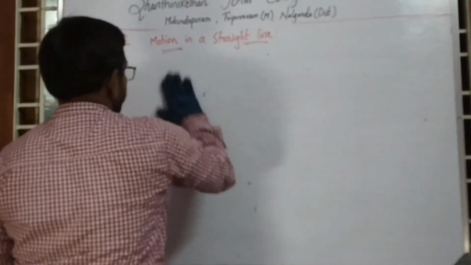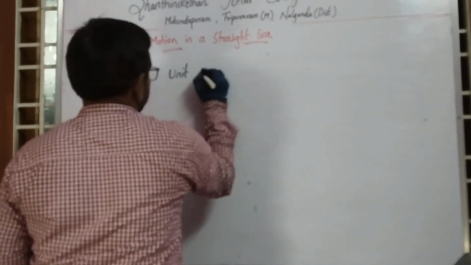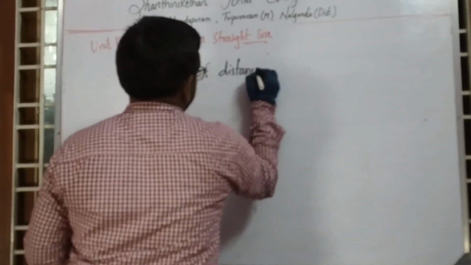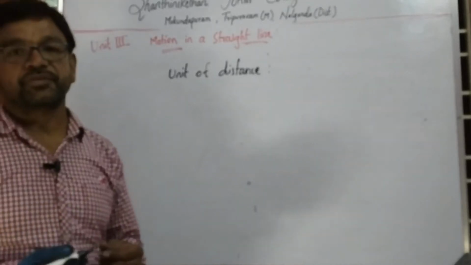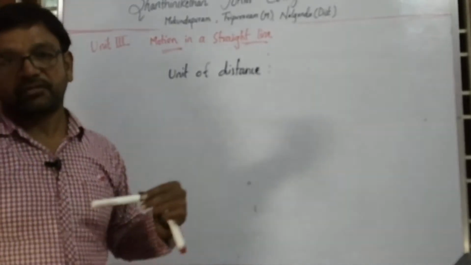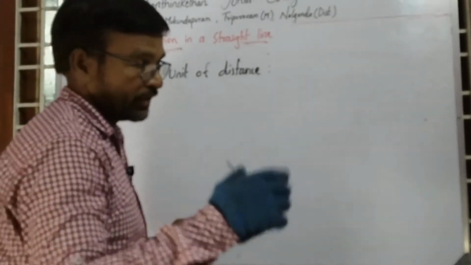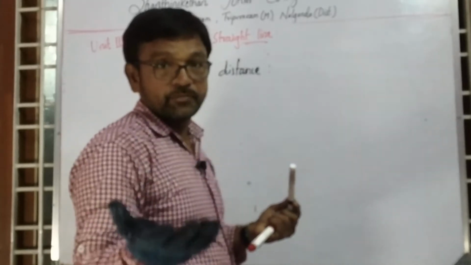This is it. Unit of distance is unit of distance. What is the unit of distance? I think all of you know. Unit of distance is nothing but unit of length. How do you measure your length? With a measuring scale only, no? In that you have centimeters, meters, millimeters, kilometers, like that.